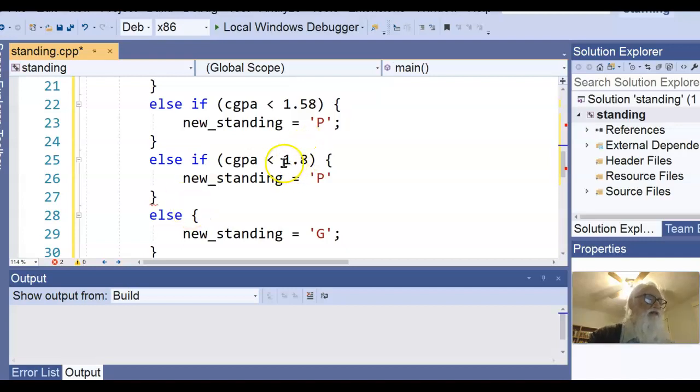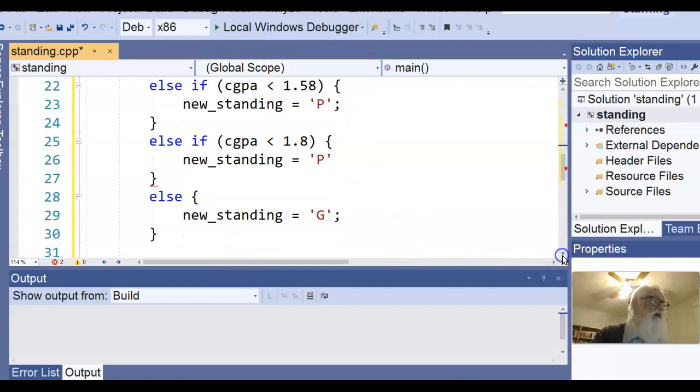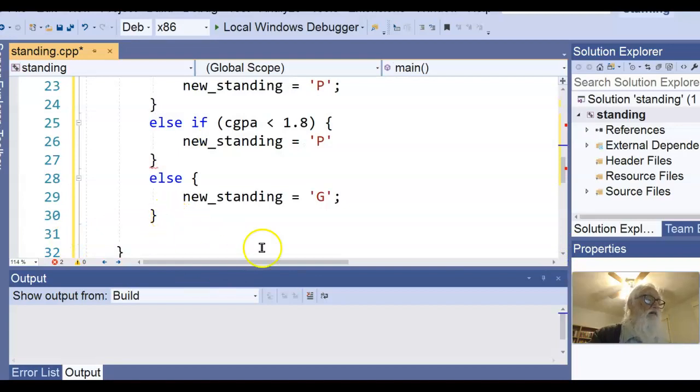Also, some people will say, well, don't I have to say that CGPA is greater than 1.58 here? In line 25? No, you wouldn't be there if it were less than 1.58. You would have been in one of the other two. So you're building up, and that's the best way to do this. Now, are we almost there? Well, all we've done so far is 1 and 2.